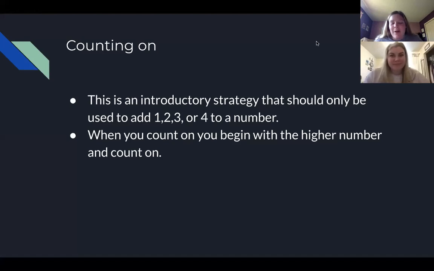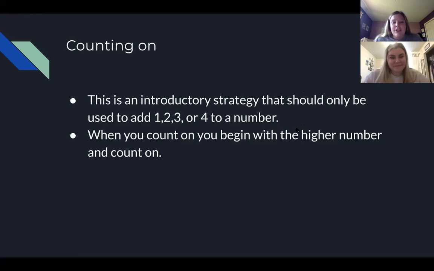Hi guys, so now we are going to go over a few strategies like Molly has mentioned, and we're going to start with the counting on strategy. Who has heard of the counting on strategy? Even if you think you haven't, I know you all have used it before. Have any of you used your fingers to count on while adding? Exactly, that's pretty much what the counting on strategy is, but it's done mentally.